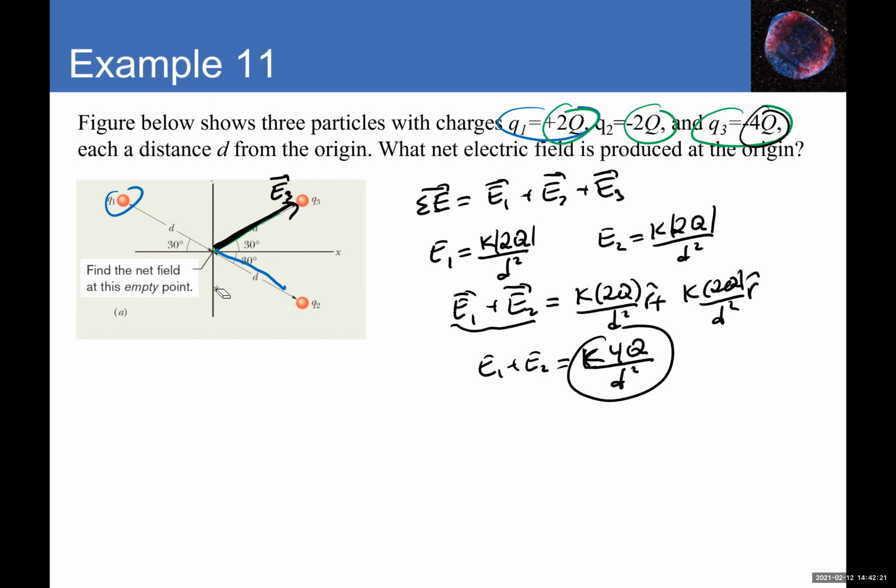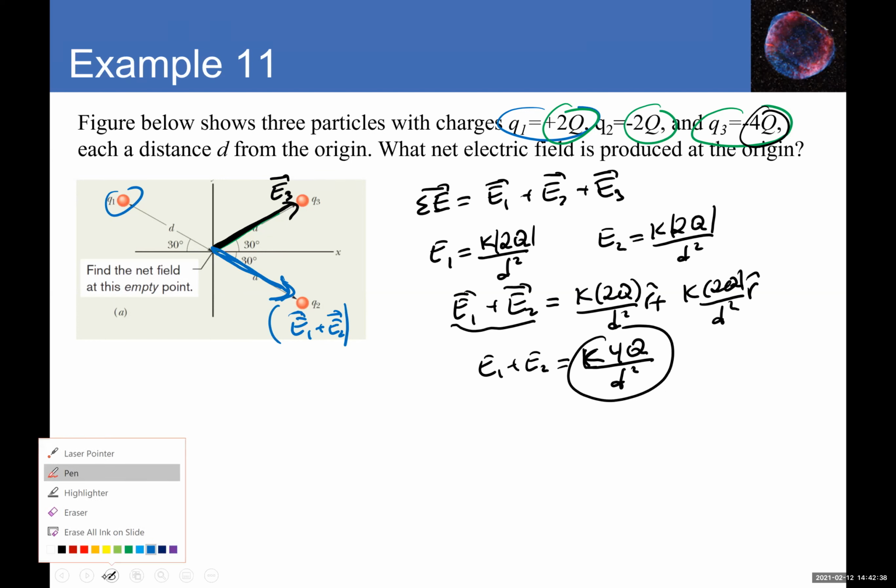All right, so that will be something like this right now. Why am I doing that? Well, so that more or less I can show you that look at what I had for E1, E2, and now I have some of E1 and E2. Now let's see what I have for E3.